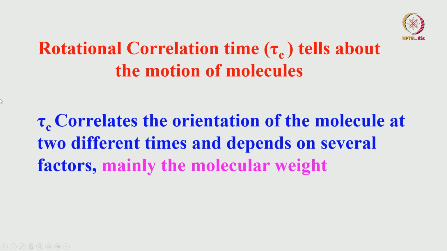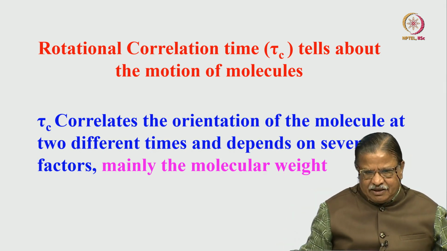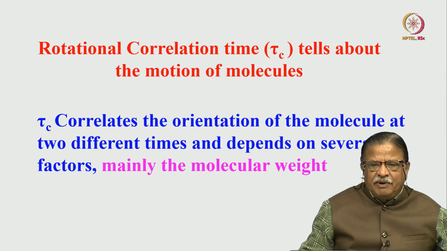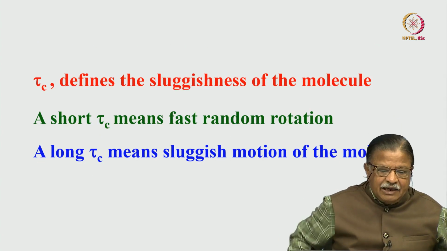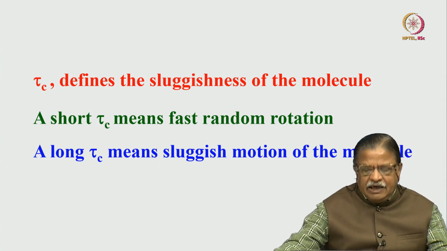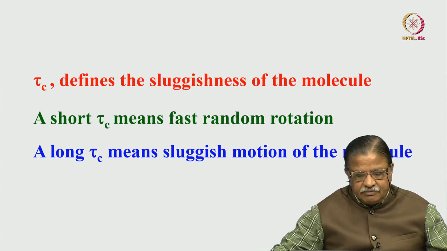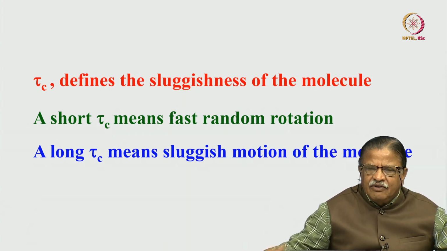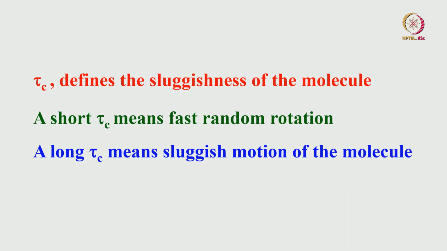It correlates the orientation of a molecule at two different times and depends upon several factors. In principle, it is the time required for the molecule to undergo one rotation by 1 radian. That is the definition, but basically this is the important thing to understand. It depends upon the molecular weight, because when the molecules are tumbling, it depends upon the size or weight of the molecule. This is the reason I say the correlation time tau c defines the sluggishness of the molecule. A short correlation time means fast random motion. A long correlation time means sluggish motion of the molecule.